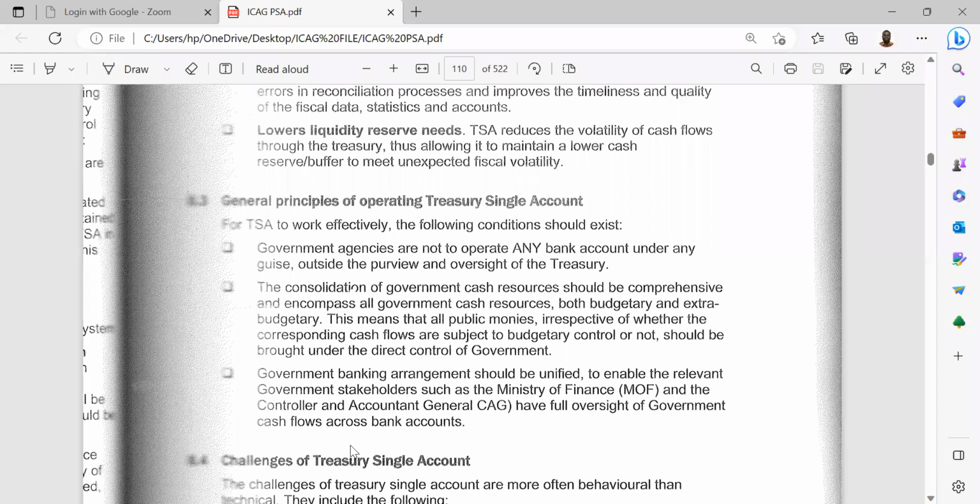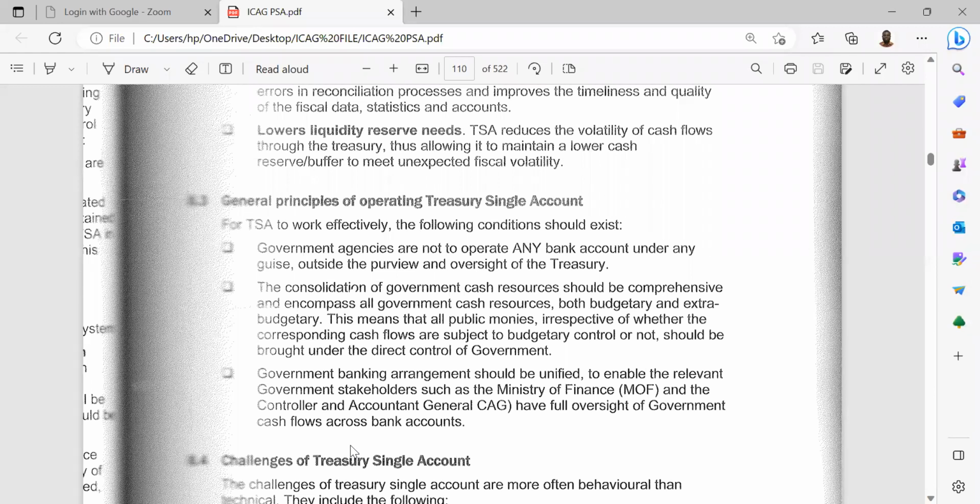The next one is that the consolidation of government cash resources should be comprehensive. When something is comprehensive, it leads to transparency. Exactly. The consolidation is supposed to lead to transparency. It's supposed to encompass all cash resources. So Sheila, have you seen that the Treasury account gives the cash view of all cash of the public sector organizations? Do you get it? Sheila, do you get it?